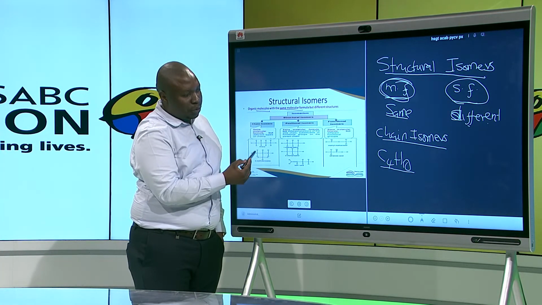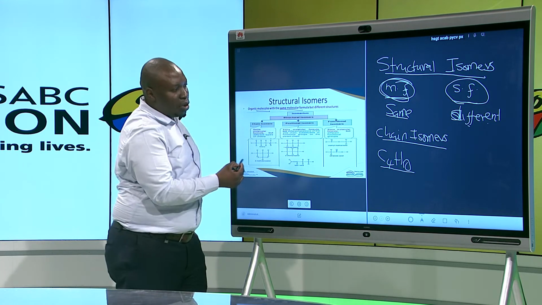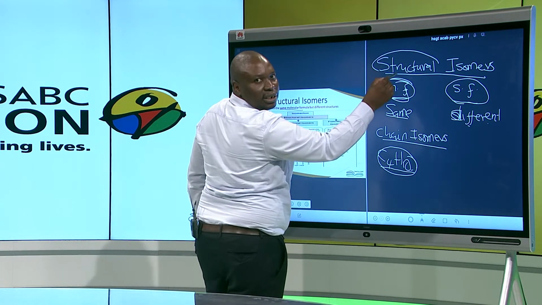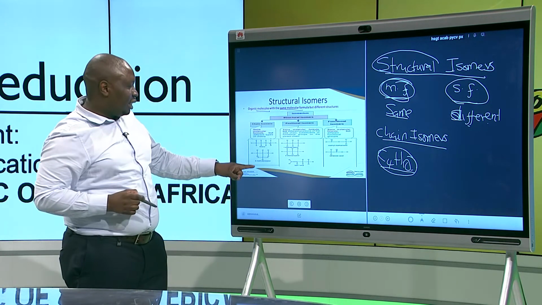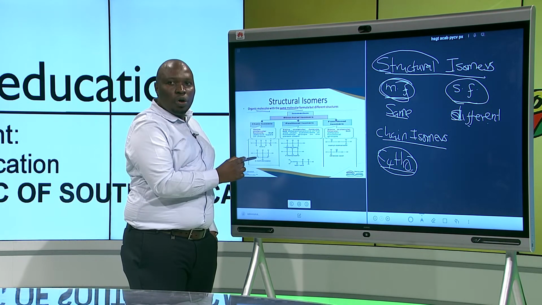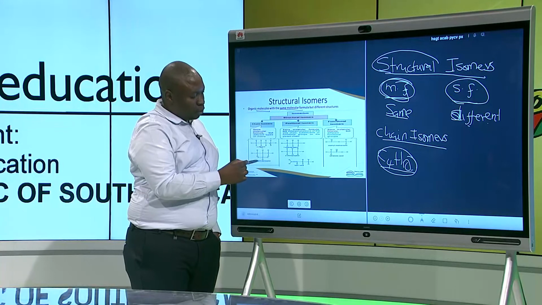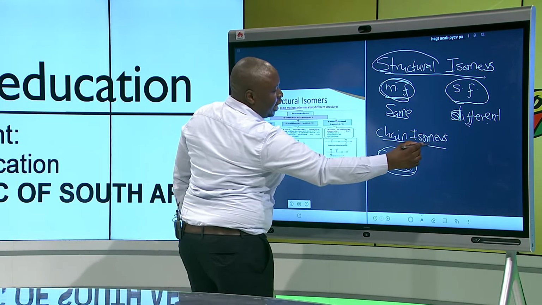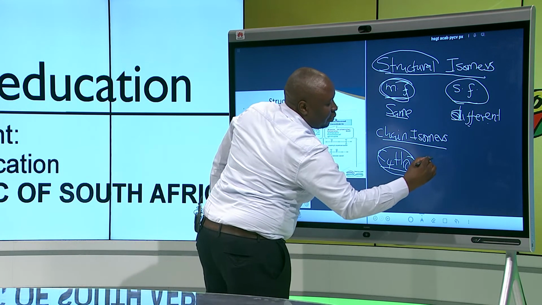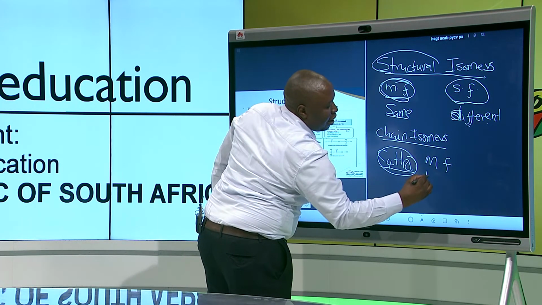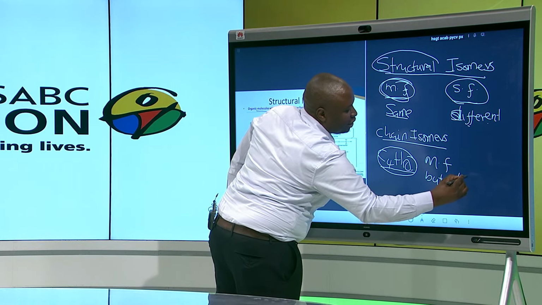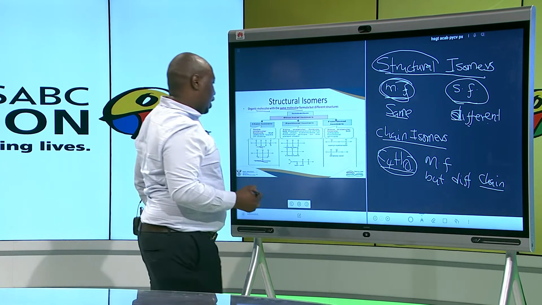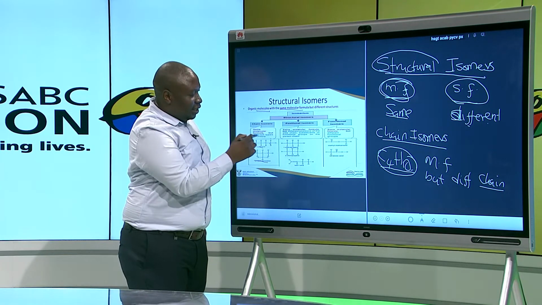So you will refer to this as chain isomers because they have the same molecular formula. What is different is their structures. Their structures are different. And the other way to know is to give them names. The names must always be different. So that is a chain isomer. So we're saying for chain isomers, all of them will have the same molecular formula, but different chain structures. So the chains are different here.